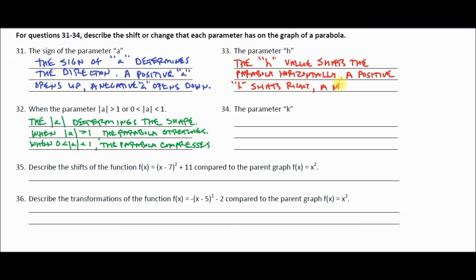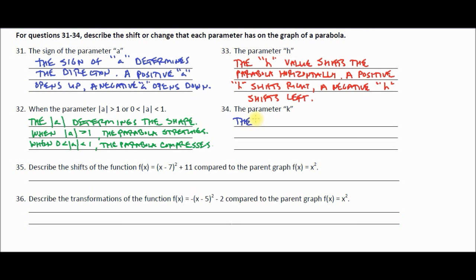A negative h shifts left. Remember, negative h means we're moving negative on the x-axis, so we go to the left. A positive h means we're moving right on the x-axis, which means we're shifting, positive on the x-axis means we're shifting to the right. Okay, and last one, the parameter k.